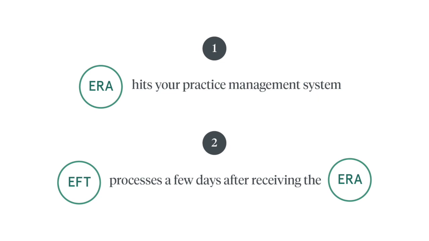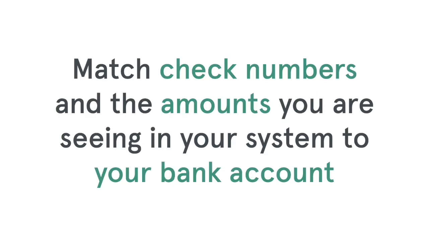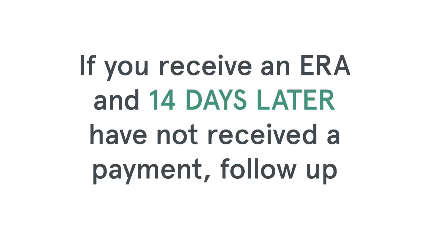The best strategy for keeping track of your payments is to match the check numbers and the amounts that you're seeing in your system to your bank account, and constantly checking that. If you receive an ERA and 14 days later you haven't received the payment, you'll want to contact the payer and request that they reissue the payment, or to find out what's going on. If you are not receiving ERAs, you want to run the same comparison between your paper explanation of benefits and your bank account. That about does it for our first episode of Ask a Biller.